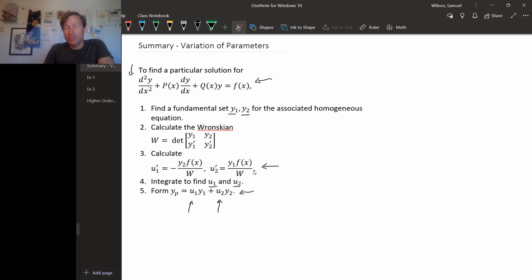Now, when you do the integrals to get u1 and u2, you might end up with some constants of integration. But remember, we're just looking for examples of u1 and u2. We don't need to write down every possibility for u1 and u2. So if you can pick values for those constants of integration that make this particular solution nicer, feel free to choose those constants.